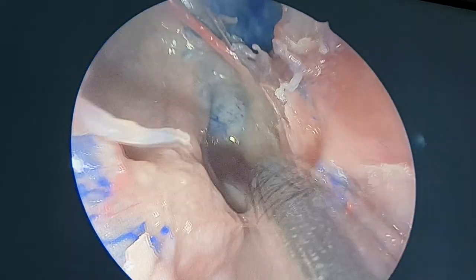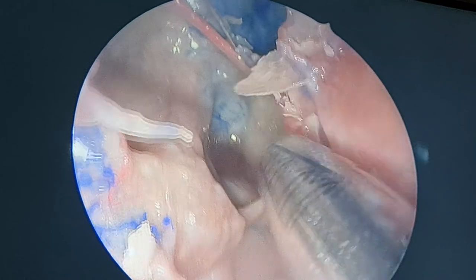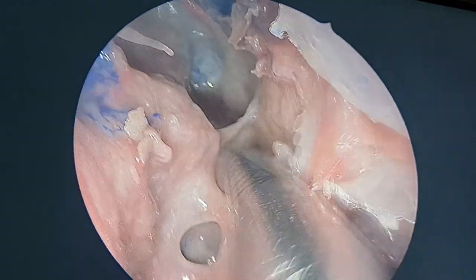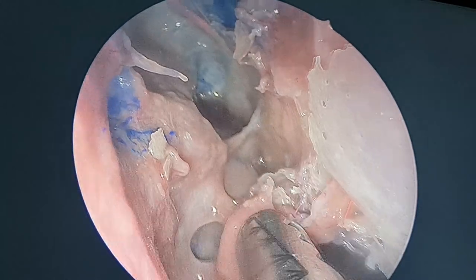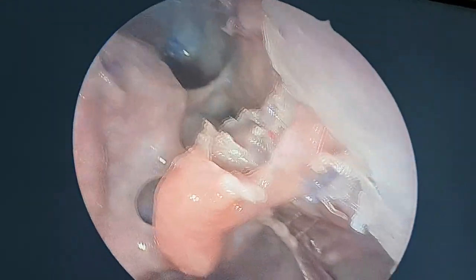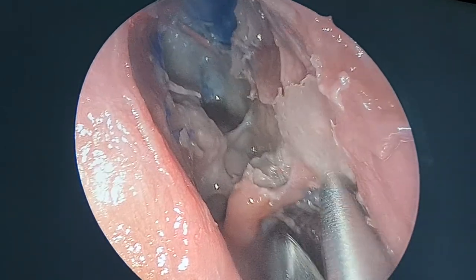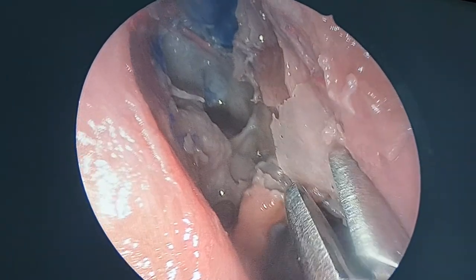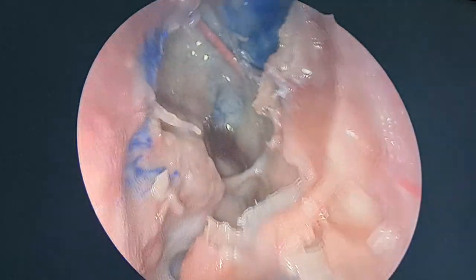Now this bulla is attached laterally to the lamina papyracea. Beautiful. Most of our colleagues did injections for this. The US guys. That is excellent. They got it suited into the ideal model. See the red latex.